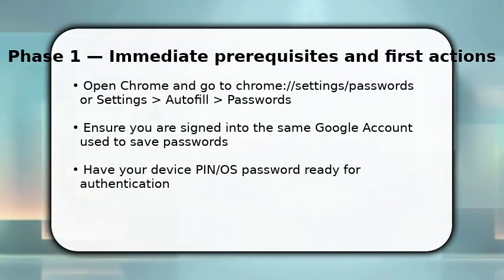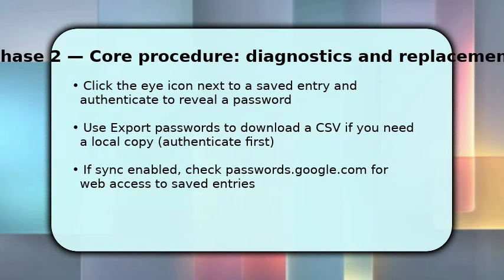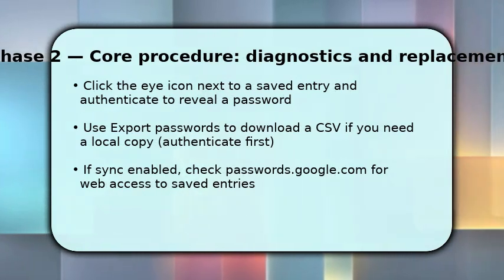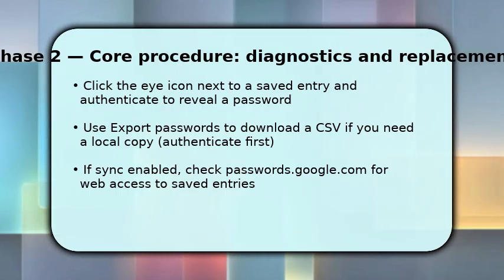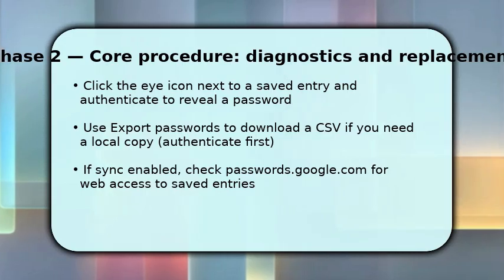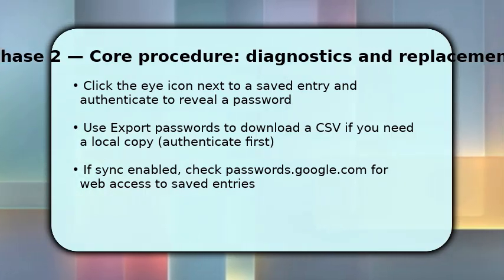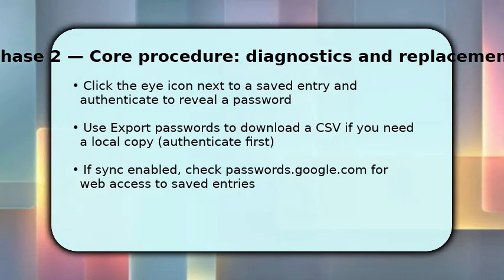This step verifies you. It protects passwords from unauthorized viewing, and it sets up the next action of revealing. Now you reveal or export the credentials you need. Click the eye icon by any saved login and authenticate with your device password. Chrome will show the password so you can copy it. If you need a bulk copy, choose Export Passwords. Chrome will require authentication and then produce a CSV that you must store securely.